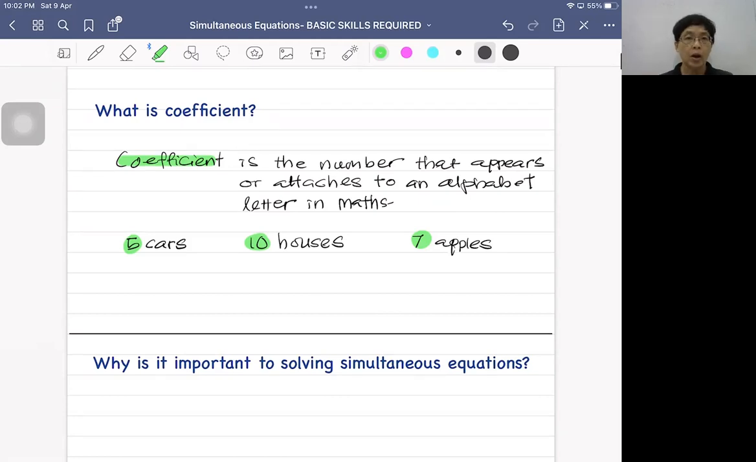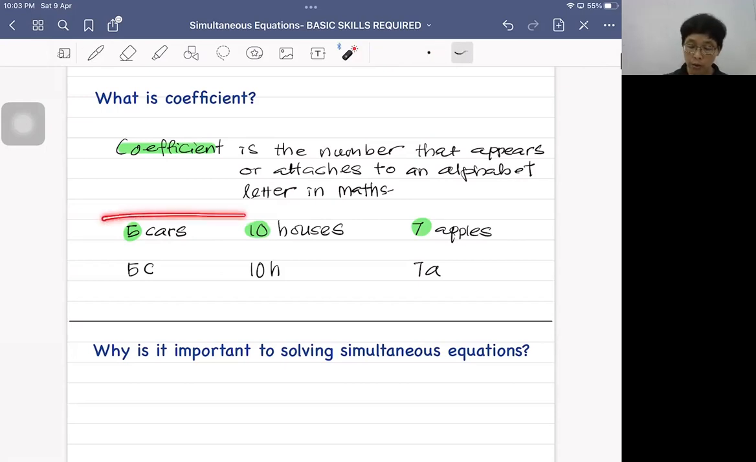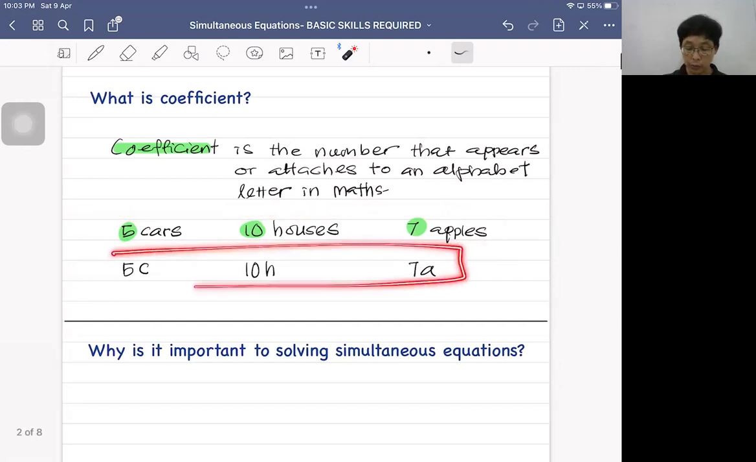So what we do in algebra is, instead of 5 cars, for example, we use C to represent car. And instead of writing out houses, we just use maybe H. And for 7 apples, we just use A. So that is how in writing we turn the normal English daily life usage into an algebraic expression.